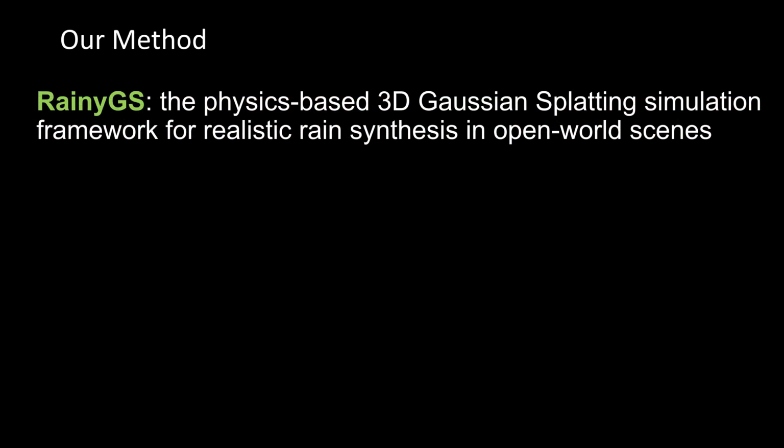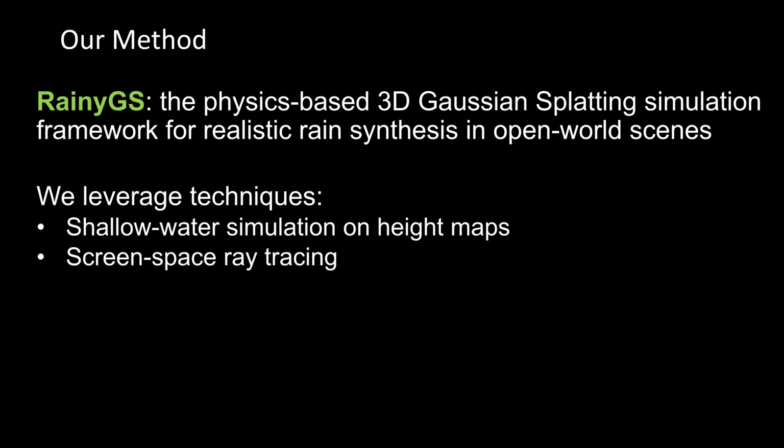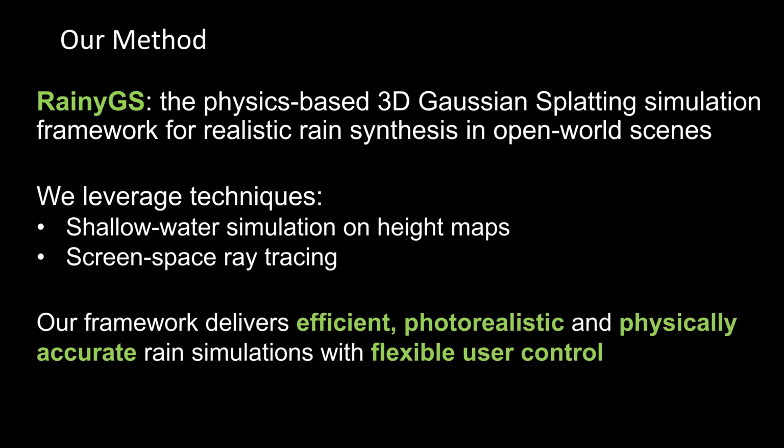To fill this gap, we propose RainyGS, a physics-based 3D Gaussian splatting simulation framework for realistic rain synthesis in open-world scenes. We integrate high-fidelity and efficient techniques. For rain dynamics, we use shallow water simulation on height maps. This avoids heavy 3D fluid computation and keeps things efficient. For rendering, we integrate screen space ray tracing with 3DGS to create realistic reflections. The result is an efficient, photorealistic, and physically accurate rain simulation with flexible user control.